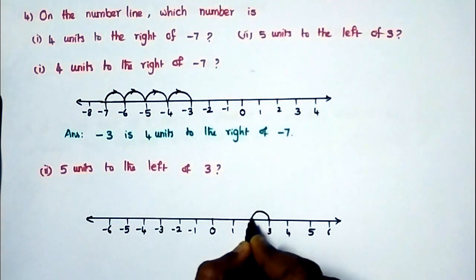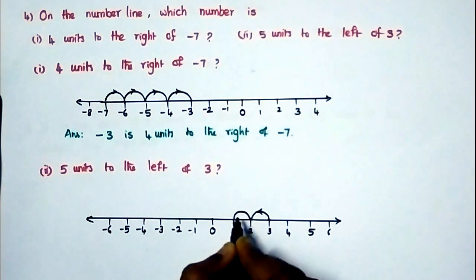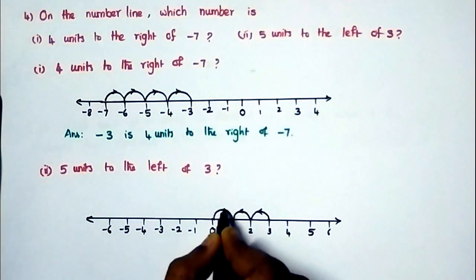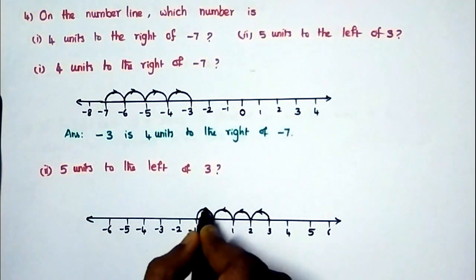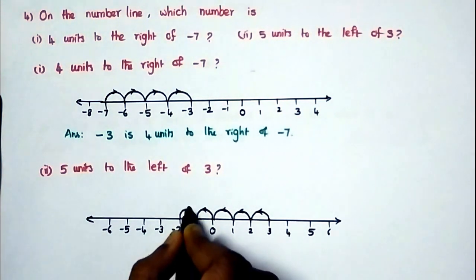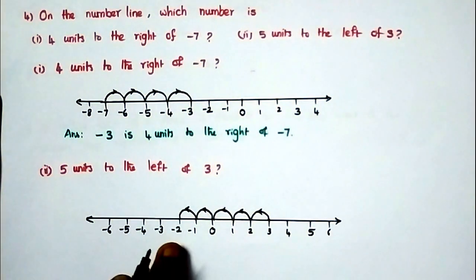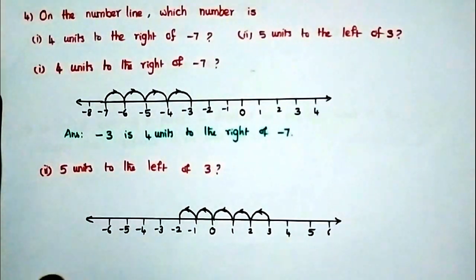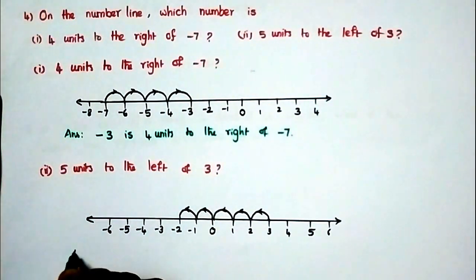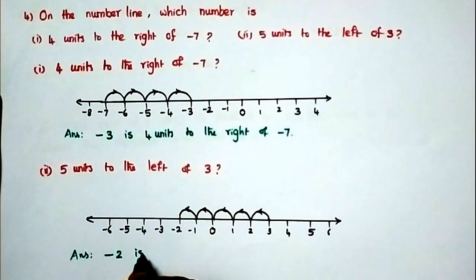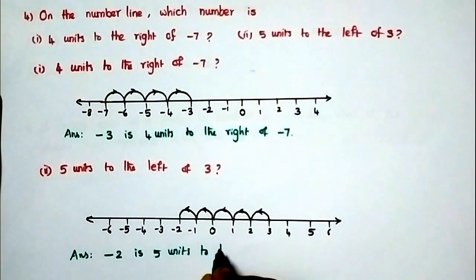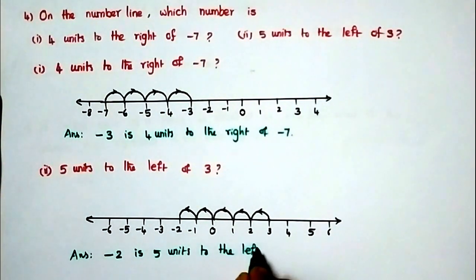So 1, 2, 3, 4, 5. So which number we get? Minus 2. So that is the answer. Answer minus 2 is 5 units to the left of plus 3. That is the answer.